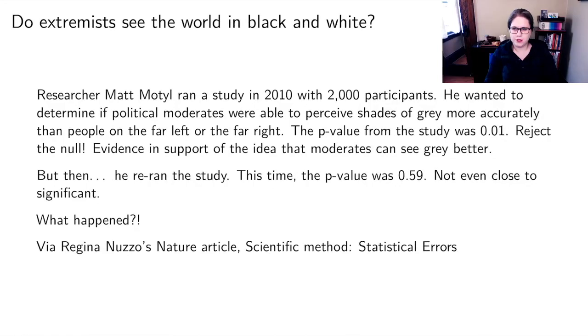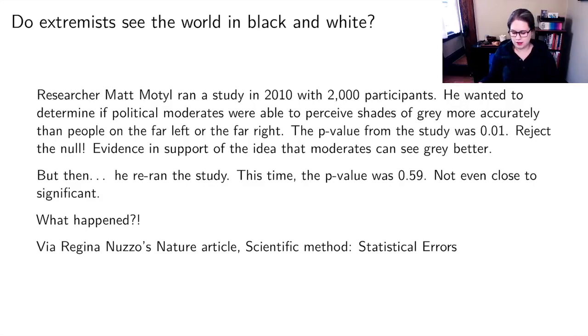It's by a researcher named Matt Motyl, and he ran a study in 2010. He got 2,000 participants, and he wanted to see if people who were politically moderate were able to perceive shades of gray more accurately than people who were on the far left or the far right. So literally, he had them looking at the color black, the color white, and then shades of gray in between.